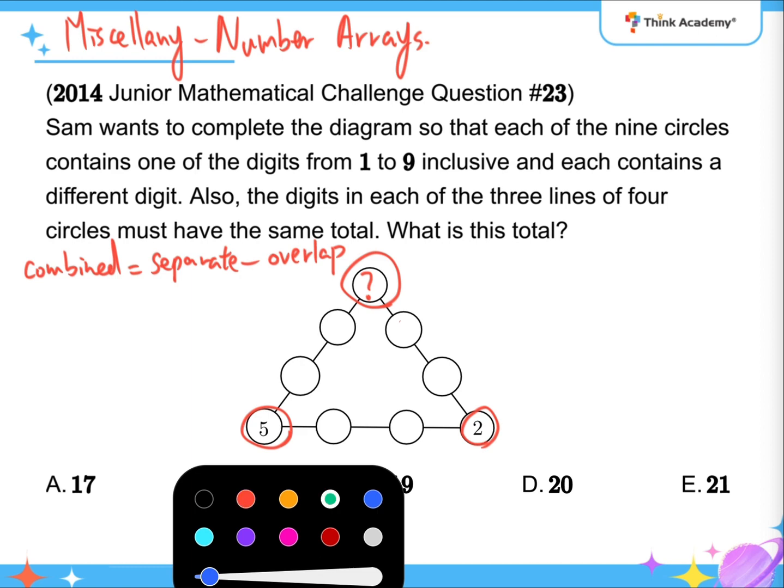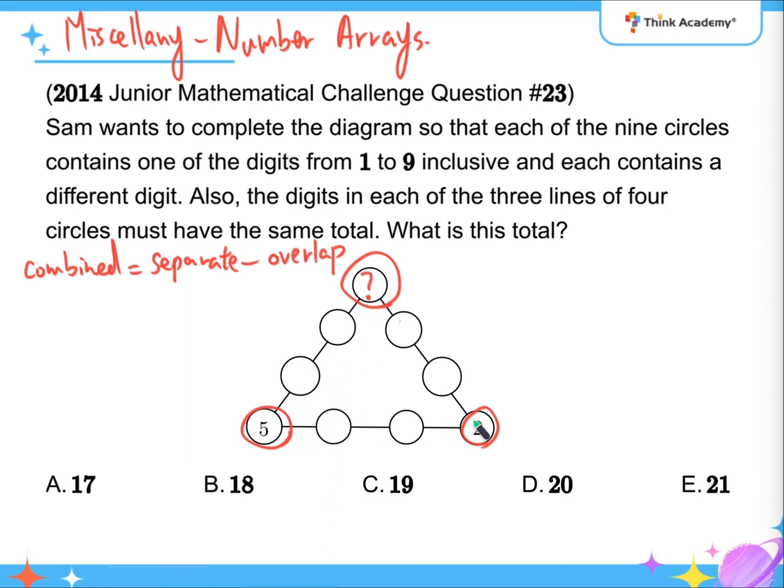So what is the combined sum? If you just combine the 3 sums together, you can see that it consists of all the digits from 1 to 9. So the combined sum is 1 adding 2 adding 3 all the way adding up to 9. And what about the separate sum? It means that we are separating the 3 sums we are trying to look for, right? So let's say that's going to be 3 times the total. So let's say this is 3t. Let's say this total is t. And then what about the overlap? The overlap is going to be the question mark, the 5, and the 2. So it's 2 adding 5 adding question mark.